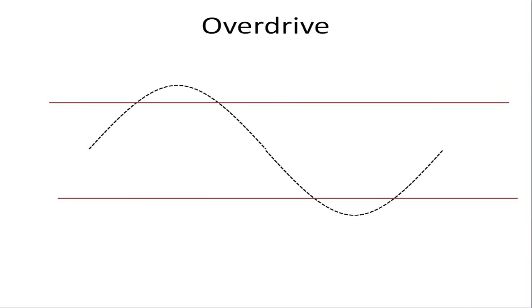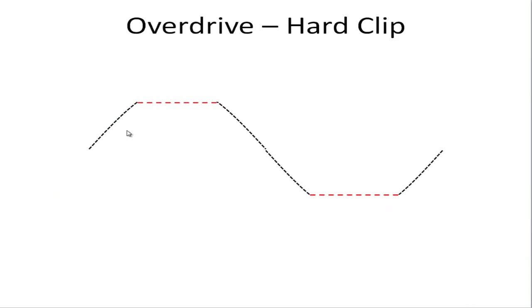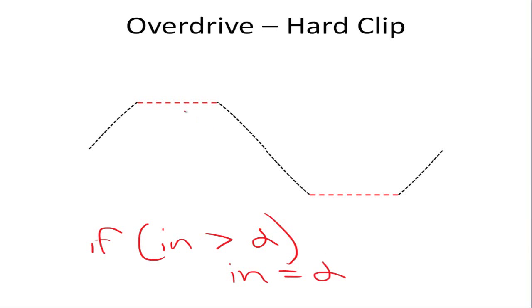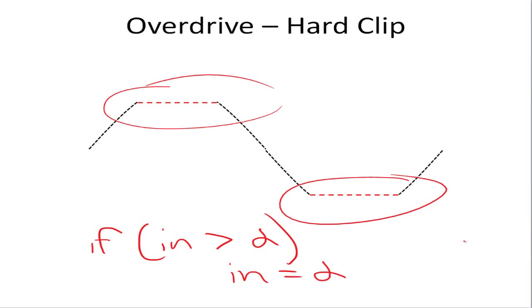I have a sine wave, one cycle, on the screen, and some red lines showing an upper and lower limit. Let's say these are like the supply rails of an amplifier. The most mathematically grotesque way we can do it is simply to clip the tops. Doing that is simply saying if input is greater than some threshold alpha, then input equals alpha. That takes care of the top side. The bottom side you do the same, except with a less than. That is the most, I'll use the word grotesque, way of doing it.